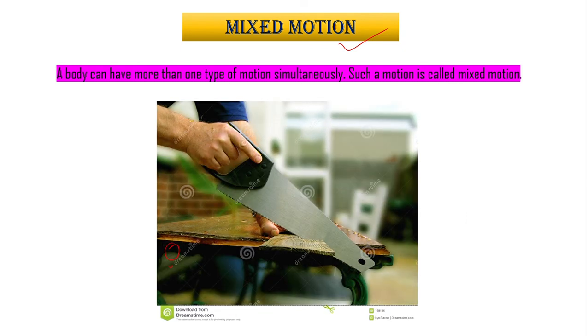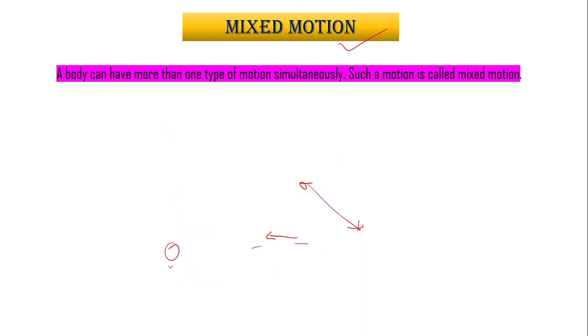The other example would be a saw. So the saw while cutting is performing an oscillatory motion. It's a to and fro motion, coming up, going down. At the same time, it is moving in this direction also. That is a translatory motion or a straight line motion. It is going in a straight line.